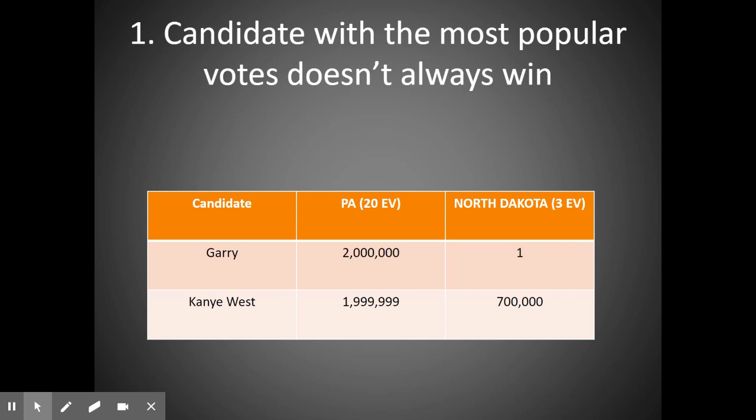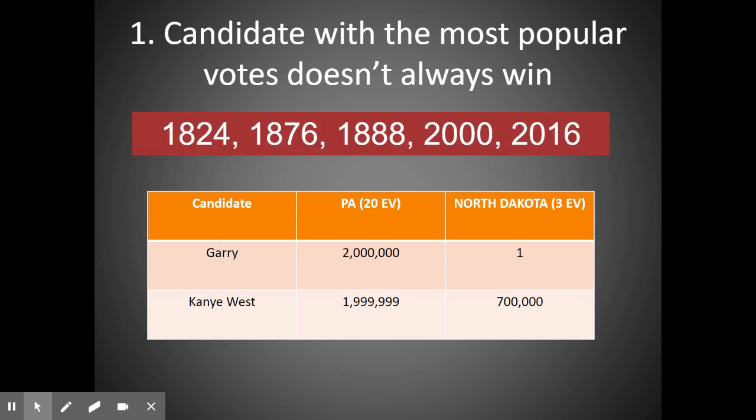The number one argument that people often make against the Electoral College is that five times in our country's history, the Electoral College winner who has become president hasn't matched with who actually got the most popular votes from the people: 1824, 1876, 1888, and then two within the modern era, 2000 and 2016.